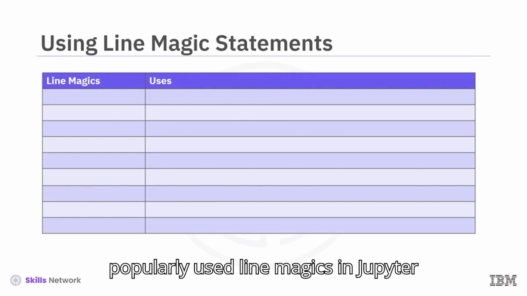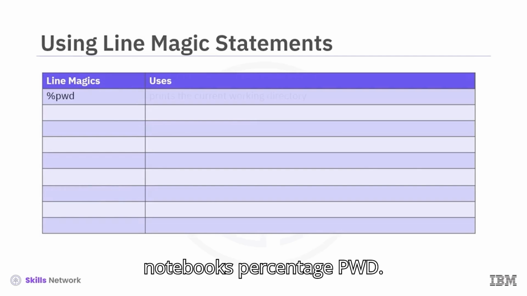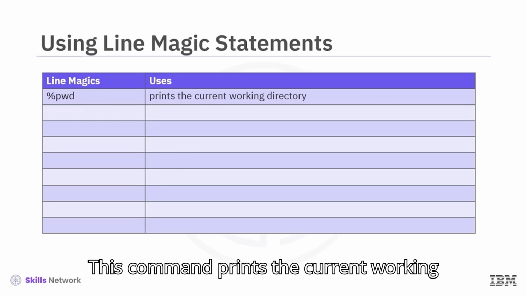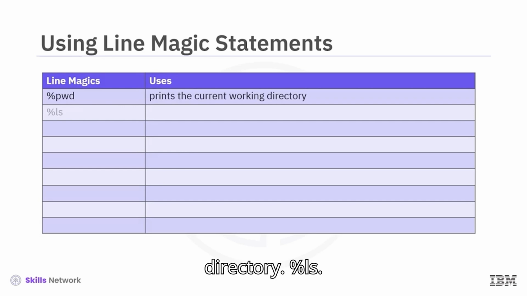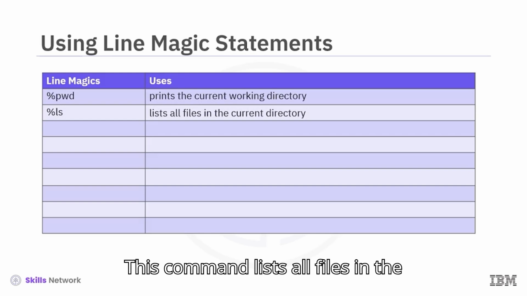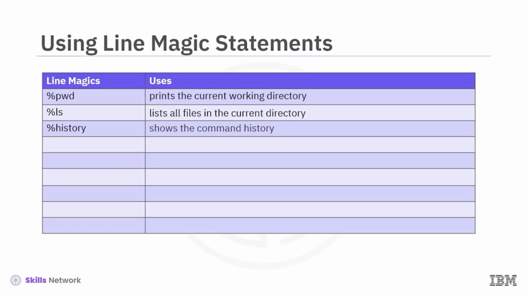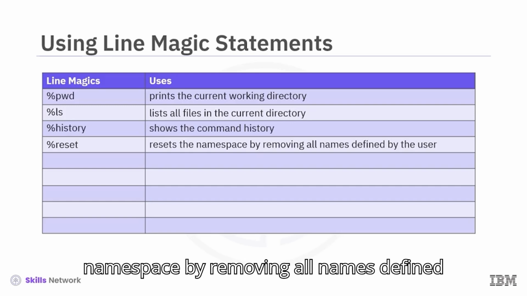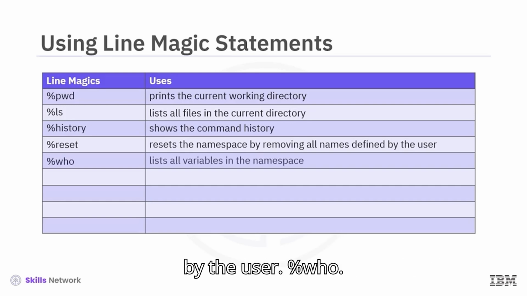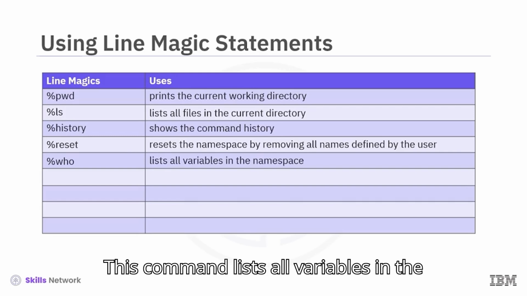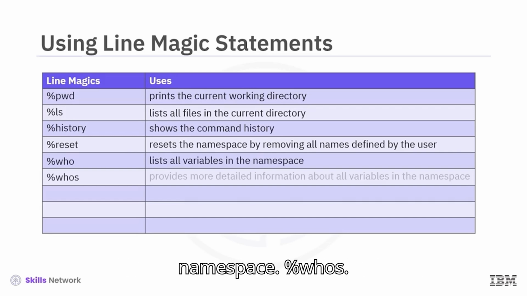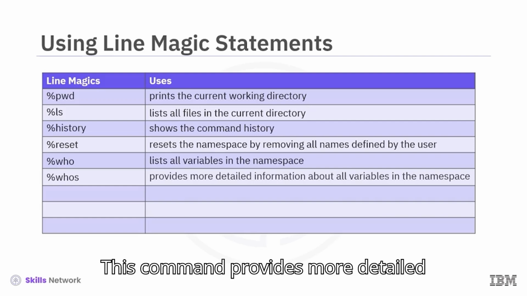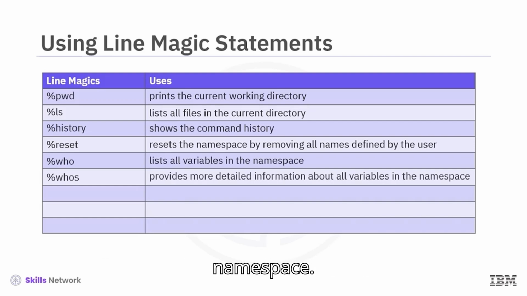Some popularly used line magics in Jupyter Notebooks: %pwd. This command prints the current working directory. %ls. This command lists all files in the current directory. %history. This command shows the command history. %reset. This command resets the namespace by removing all names defined by the user. %who. This command lists all variables in the namespace. %whos. This command provides more detailed information about all variables in the namespace.